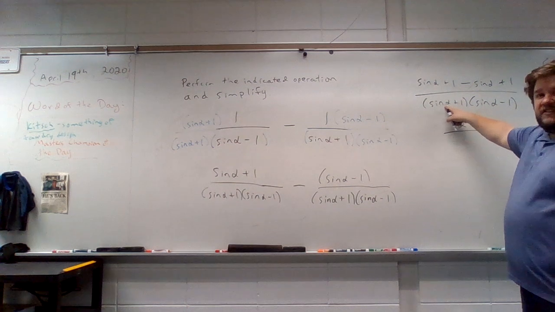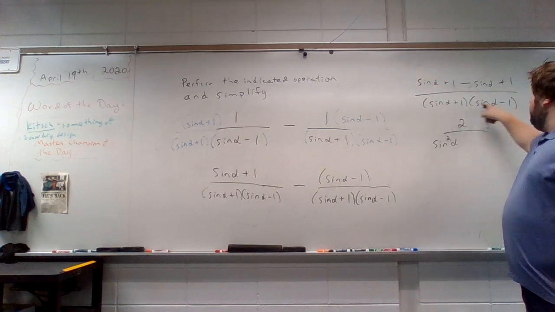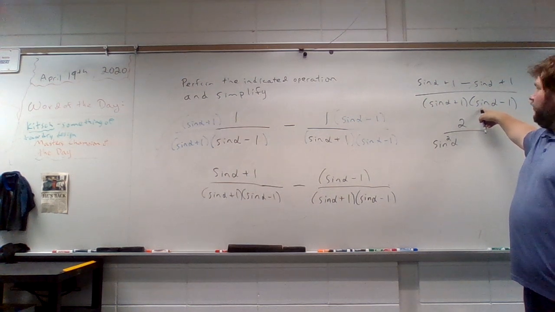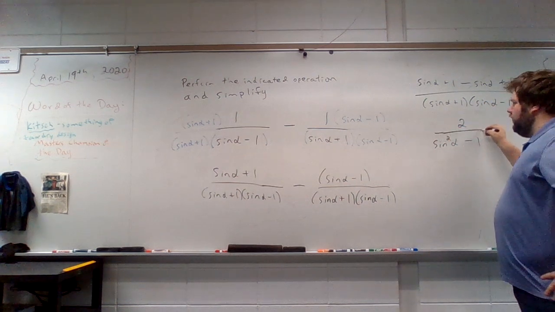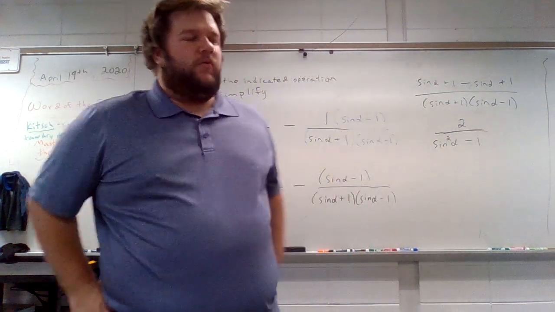So this would really be sine squared alpha minus sine alpha plus sine alpha. Those middle two are going to cancel out. And then 1 times a negative 1, that's a minus 1. And the question becomes, what is sine squared minus 1?